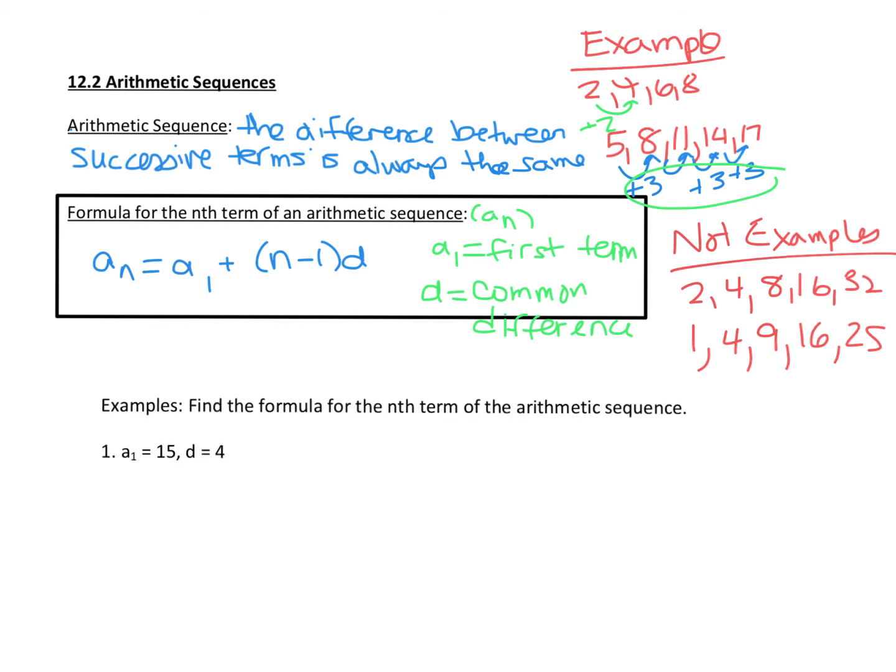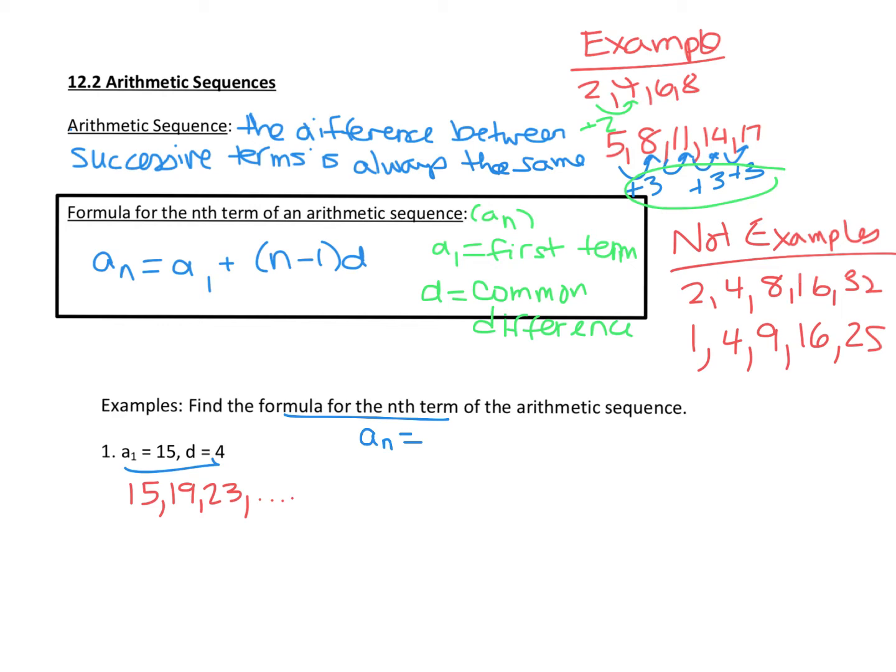Let's do some examples. For this first example, I have a starting term of 15 and my common difference is 4. We're going to be finding the formula for the nth term. What that means is I'm supposed to get something where I have a sub n equals. Honestly, with real life problems, you're not going to be given the first number and the difference. You'll be given a list of numbers, like 15, and then the next thing would be 19, and the next thing would be 23, and so on. That's what it would look like.